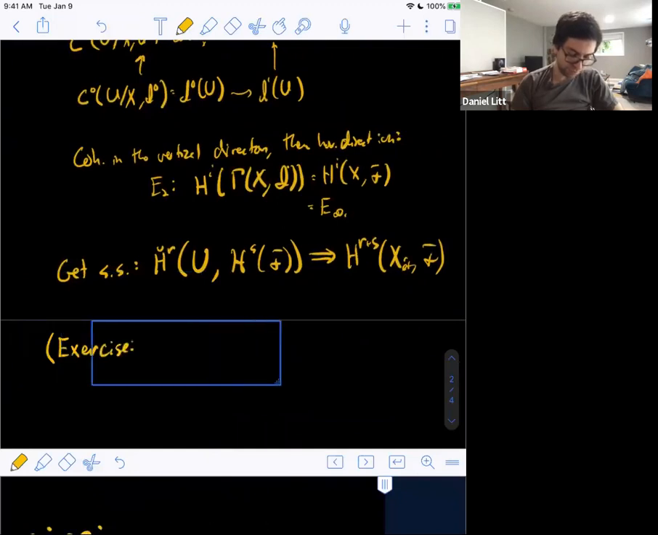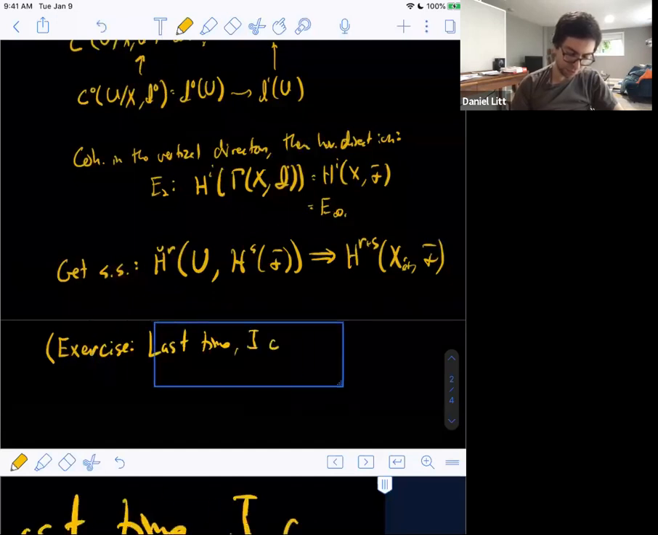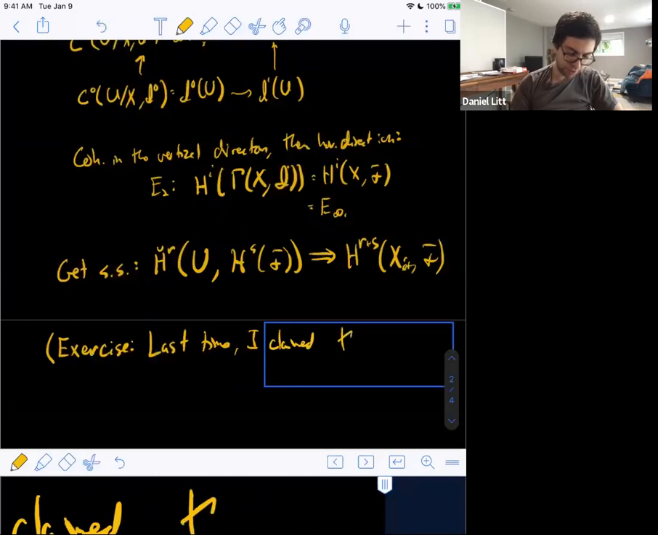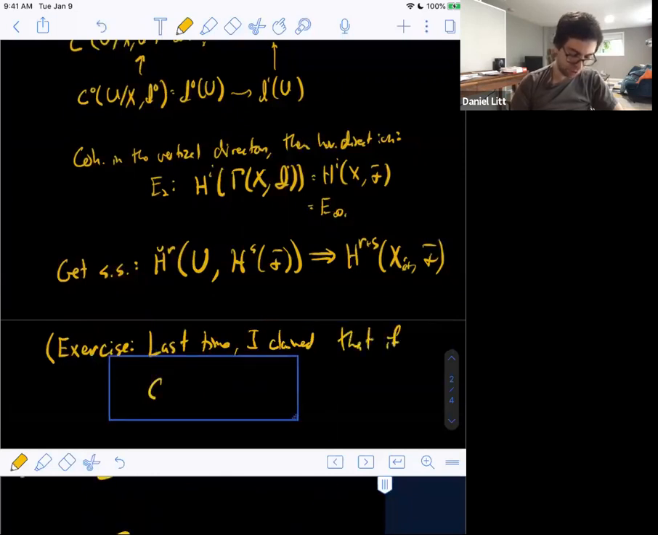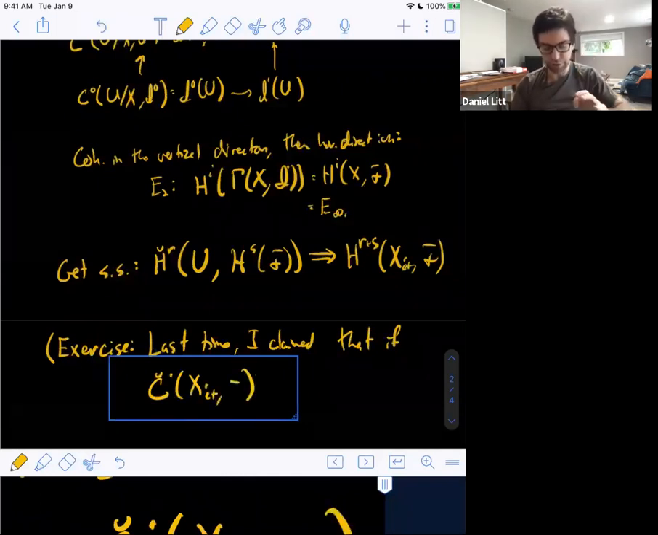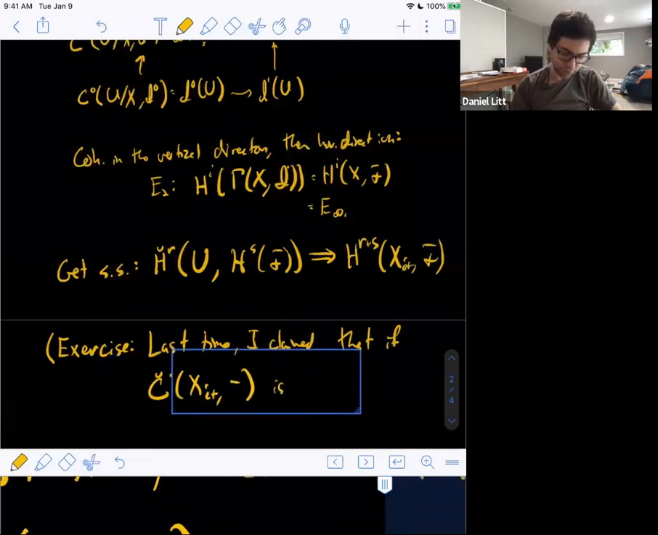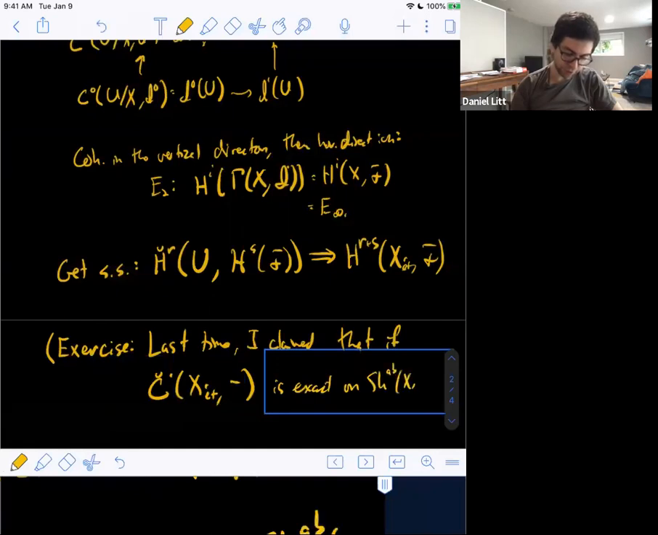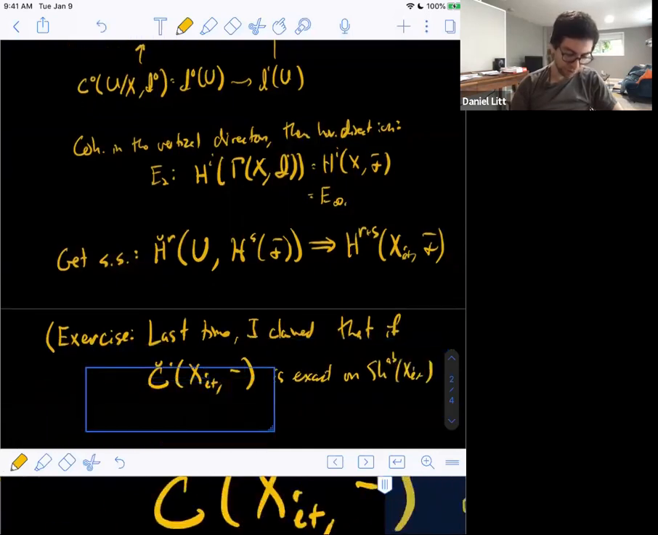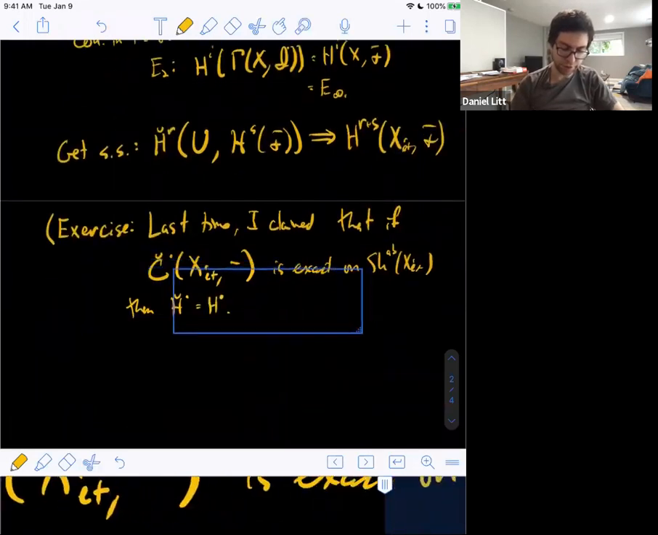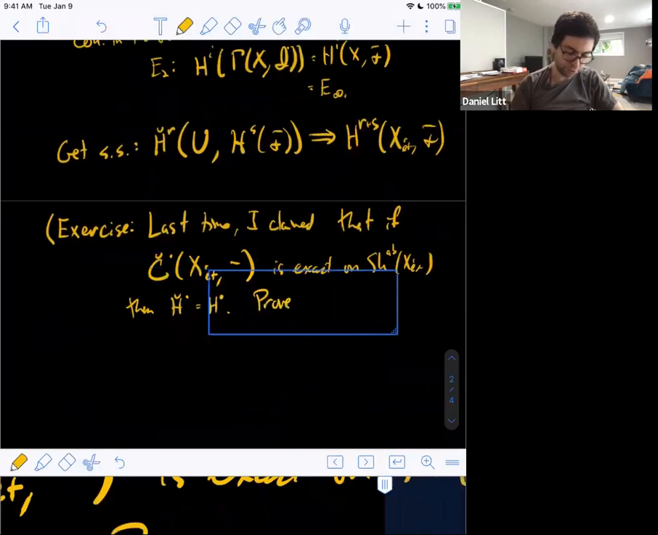So last time I claimed that if the Čech functor, which associates to a sheaf the Čech complex of the étale site, is exact on the category of sheaves of abelian groups on X étale, then Čech cohomology is the same as derived functor cohomology. So the exercise is to prove this.